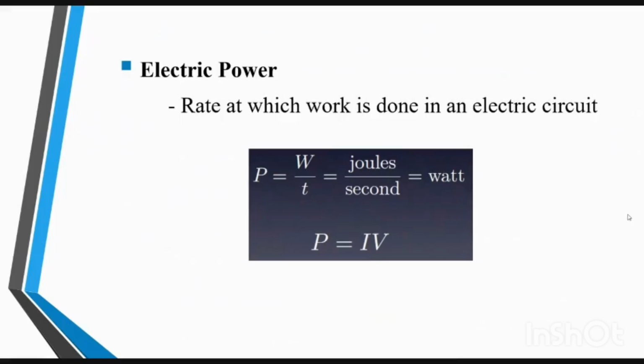Electric power. Electric power is the rate at which work is done in an electric circuit. That is, power P equals work done divided by time, that is equal to joules per second, that is equal to watt. There is another equation for electric power, P equals IV, where I is the current and V is the voltage.